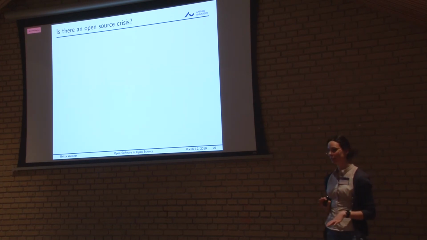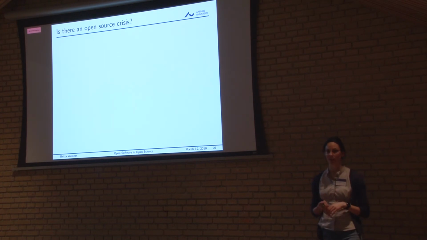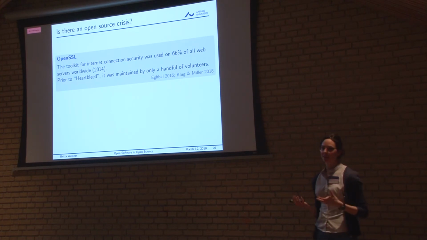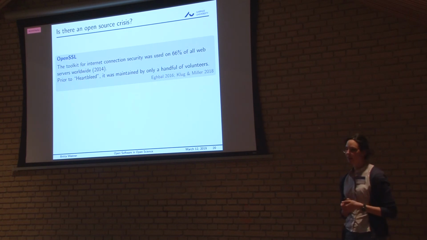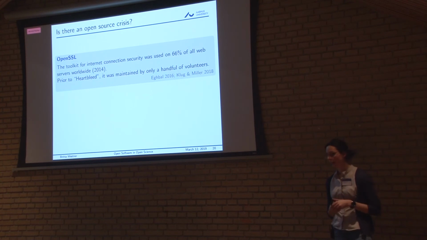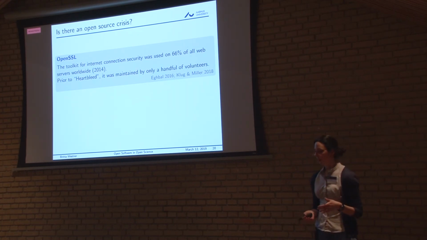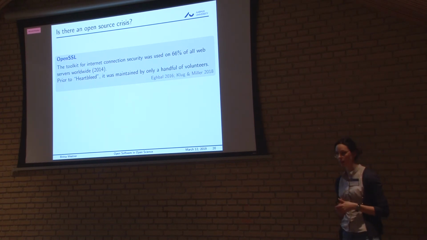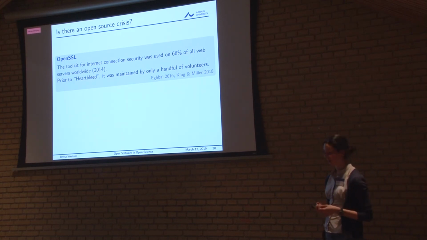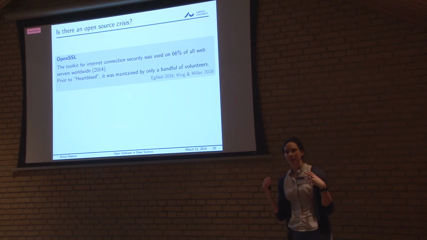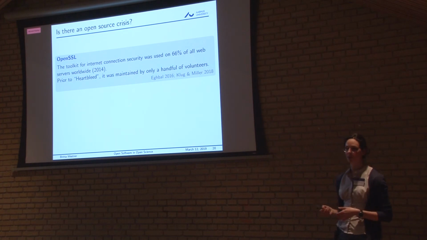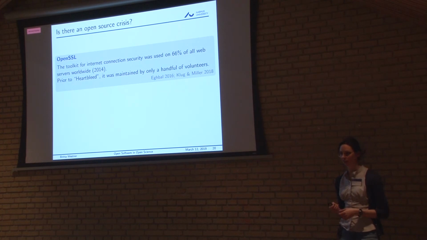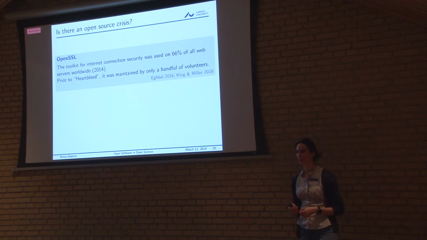So now I would like to switch gears a bit and pose the question whether there's an open source crisis. And I want to start with an example that is not really science, but illustrates the problems we might be having. So let's look at OpenSSL. That's a toolkit for internet connection security. And in 2014, it's been used by 2/3 of internet traffic worldwide. It got known in 2014 because there was a bug discovered in their code, and it's known as Heartbleed. You might have heard of it. And that kind of made a lot of people look at this toolbox and find out in surprise that this toolbox, an open source toolbox, was only maintained by a handful of volunteers. So 2/3 of the internet traffic was secured by a handful of volunteers.